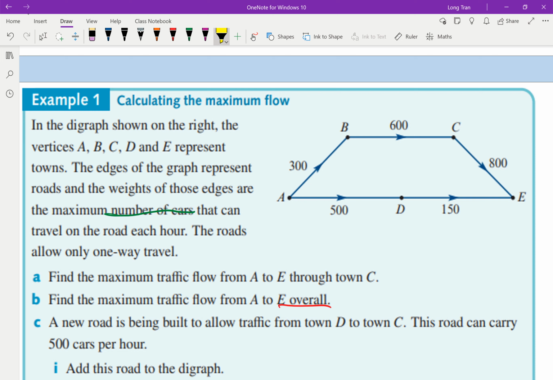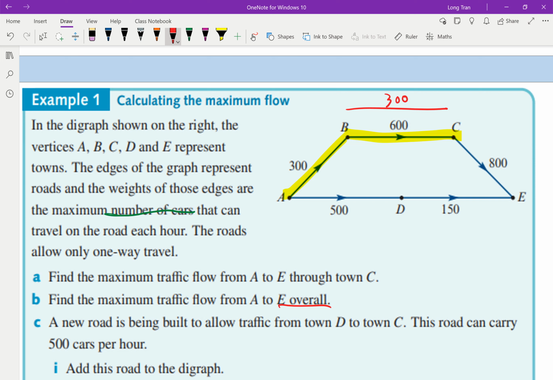Let's go through this pathway. There are 300 cars that can go here. Great, I've got 300 cars going from A to B. But then from B to C, it can take up to 600. The capacity is 600, but how many cars are actually still flowing from B to C? 300, because that's all I had from the source to begin with. I had 300, even though it can take up to 600, I only have 300.